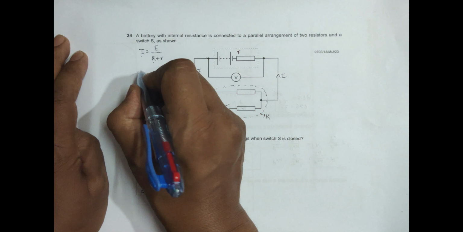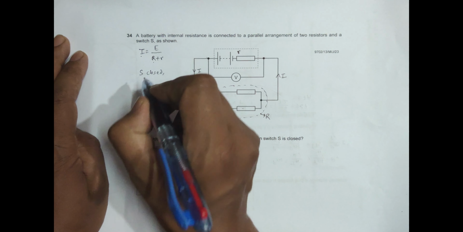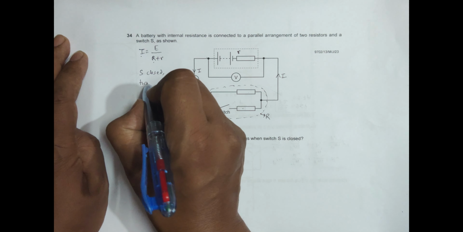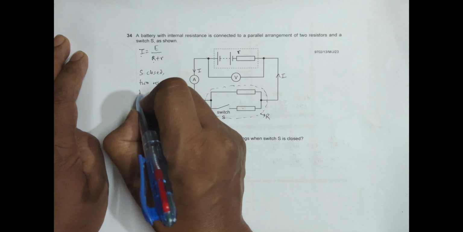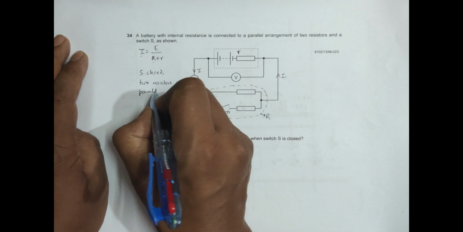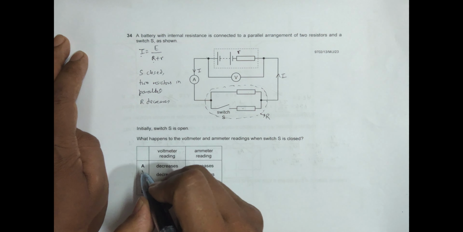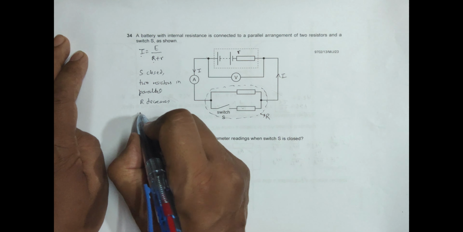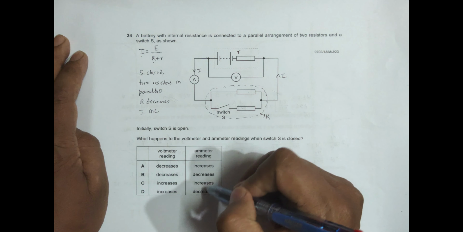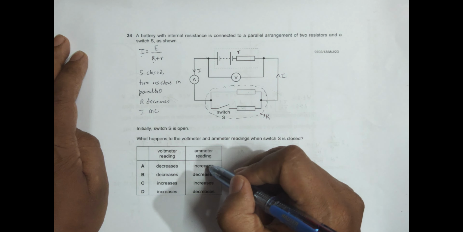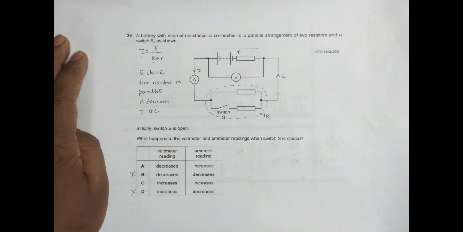So if I close the switch, closed means two resistors in parallel, which means R decreases, and if R decreases, then I should increase. So I increases means our ammeter reading shows increase. Increase means A okay, C okay, B and D not okay.